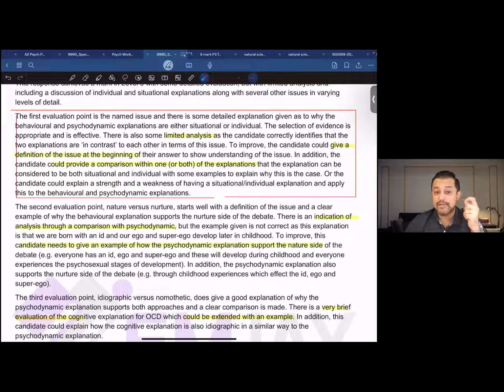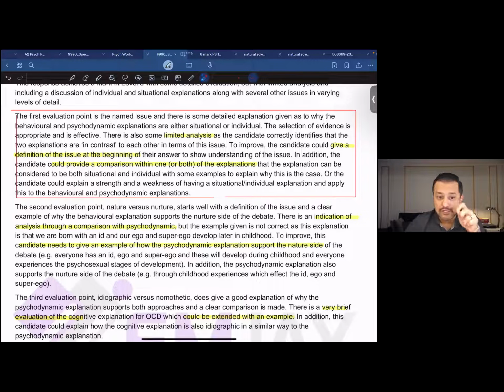There's also some limited analysis, as the candidate correctly identifies that the two explanations are in contrast to each other in terms of this issue. To improve, the candidate could give a definition of the issue at the beginning of the answer to show understanding of the issue, right? Now, this is something that I believe I mentioned a couple of minutes back as well.